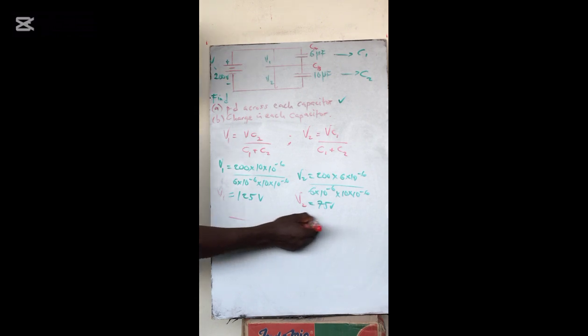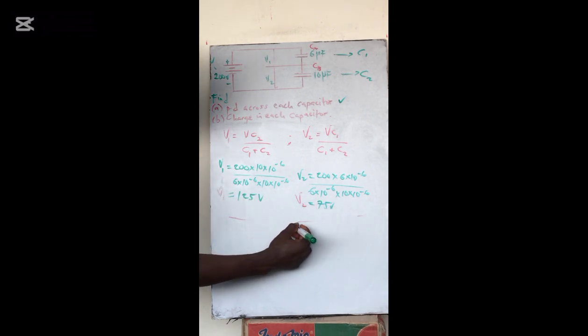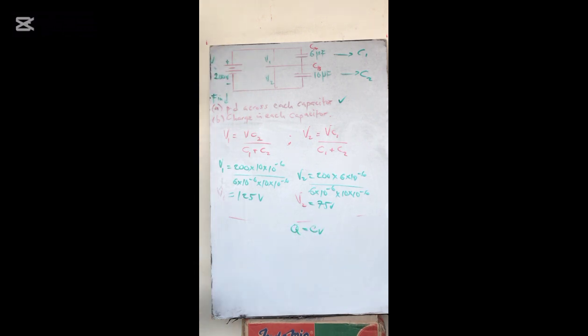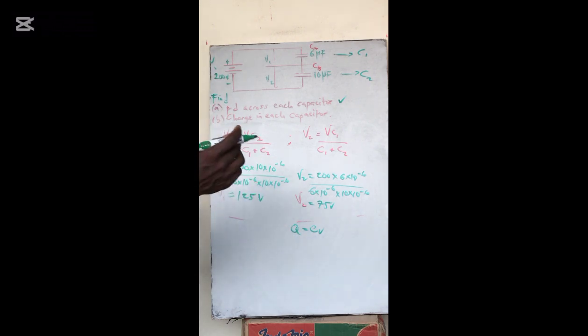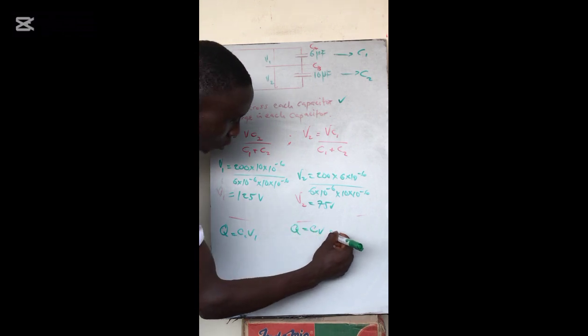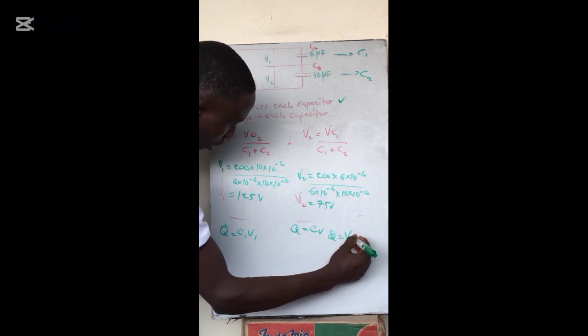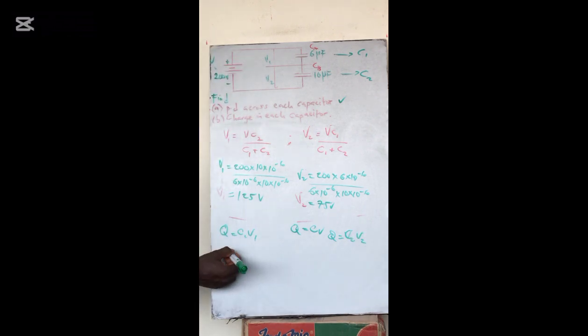So now for the second part, we're solving for the charge on each capacitor, and you know that Q equals CV. Note, we are going to get the same charge for both, and it's because the formula is C1 V1 equals C2 V2. So Q1 is also equal to Q2. So we are going to get the same thing. So let us just solve. Q equals C1 V1, and also solve for Q equals C2 V2.